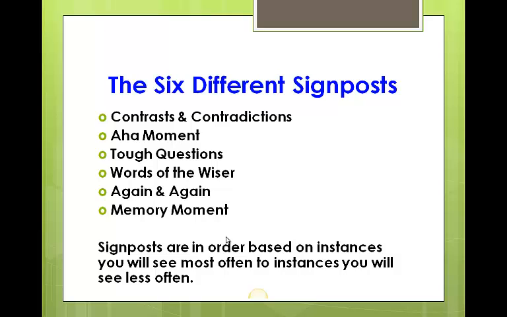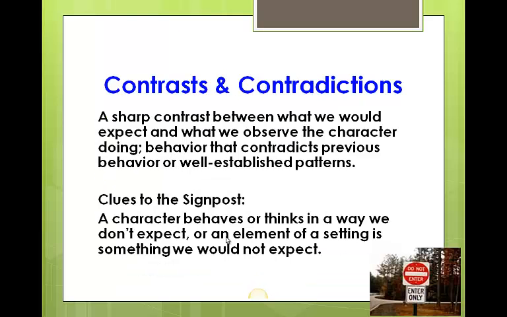So the 6 signposts include contrasts and contradictions, an aha moment, tough questions, words of the wiser, again and again, and memory moment. Again, these are signposts, so when we see these things, the first thing that we should do is stop and notice these things, write them down, perchance, and then from there, make some sort of analytical leap.